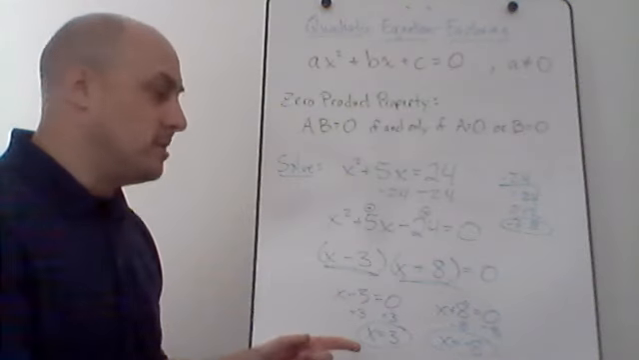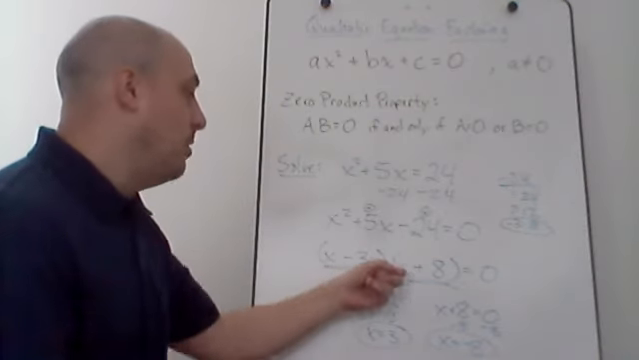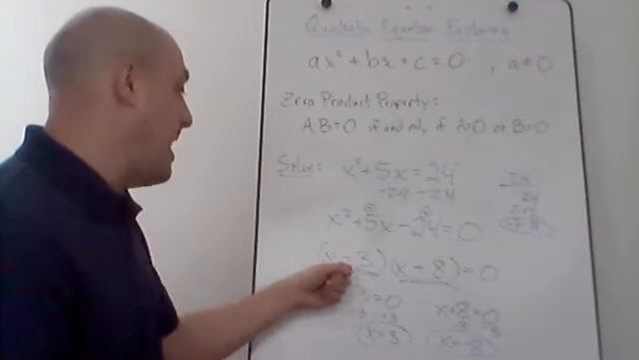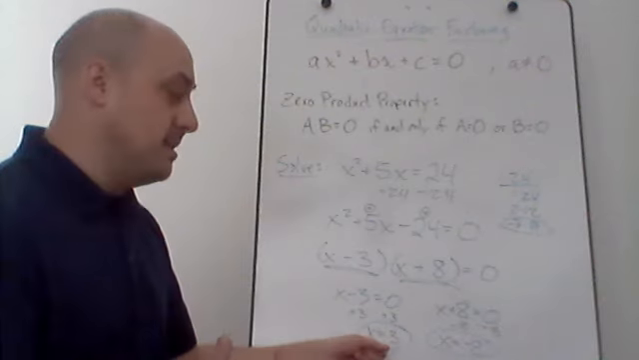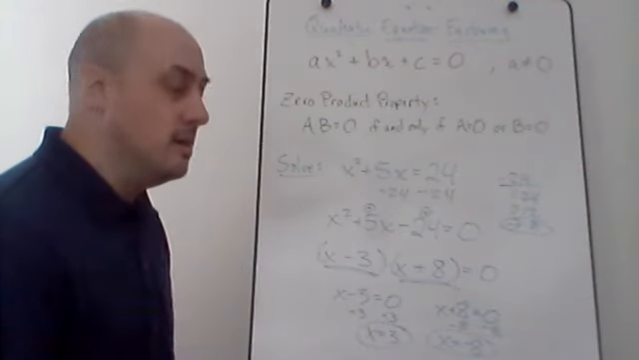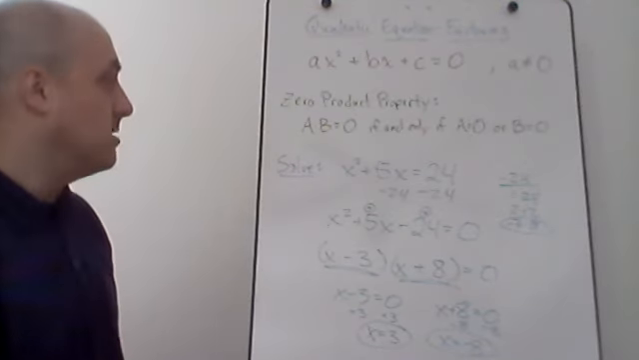The only time you get one solution is if when you do the factoring, both of those factors are exactly the same. If it was like x minus 3 and then another x minus 3, well, that just gives you the one answer of x equals 3. You just get that answer two times. So that's how you would get one solution for a quadratic equation.